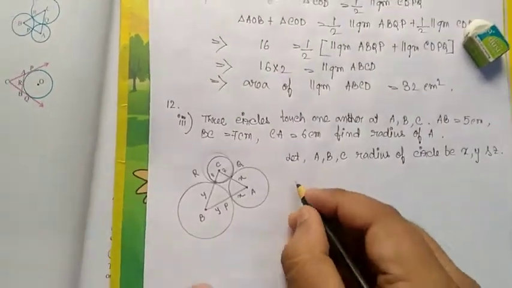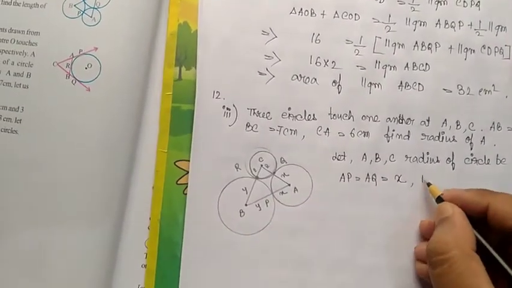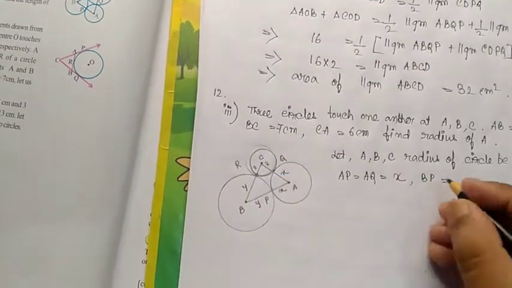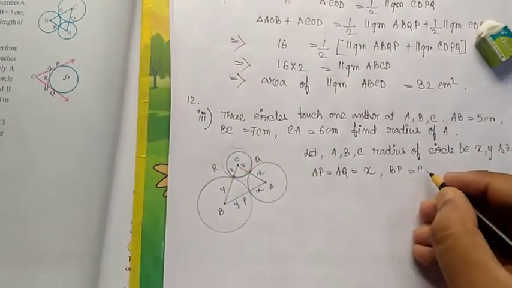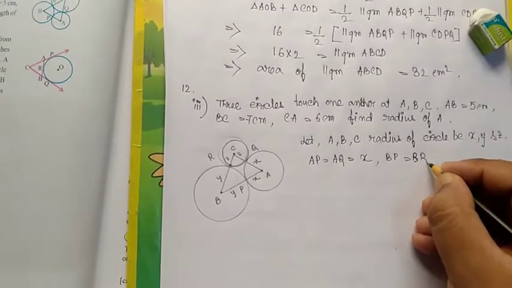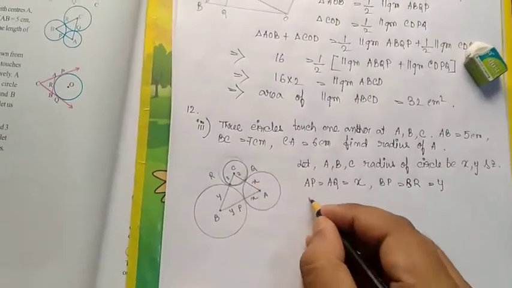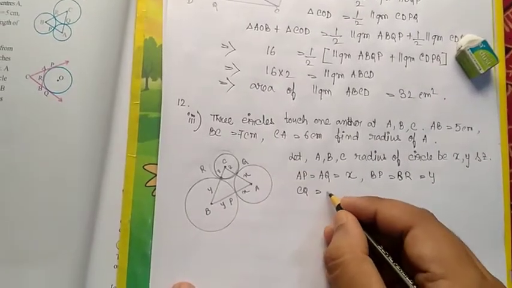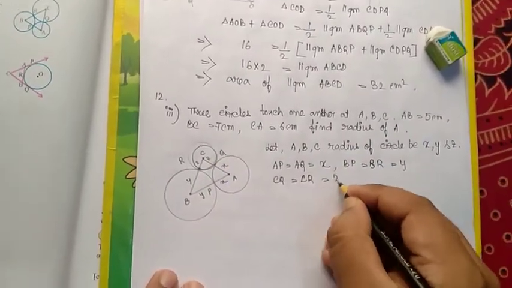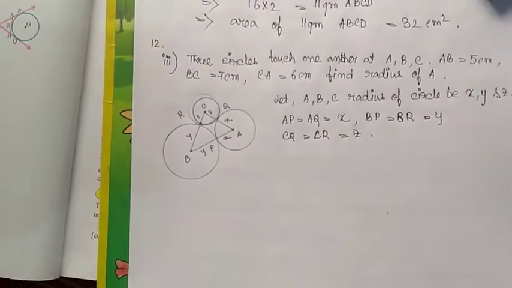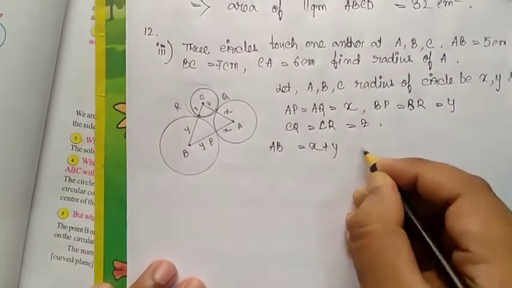So therefore here we're gonna write AP equal to AQ equal to X, BP equal to BR equal to Y, and CQ equal to CR, CR equal to Z. So first of all, AB equal to 5 centimeter. So AB means X plus Y equal to 5.